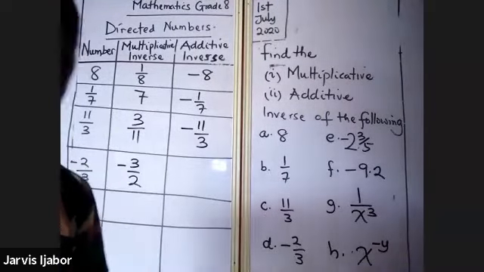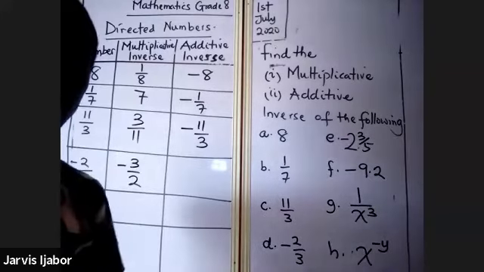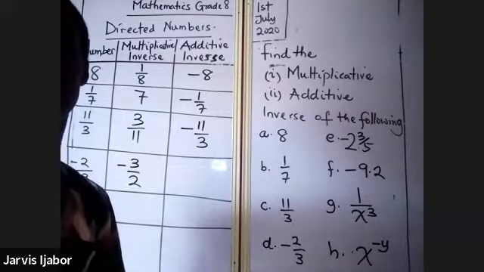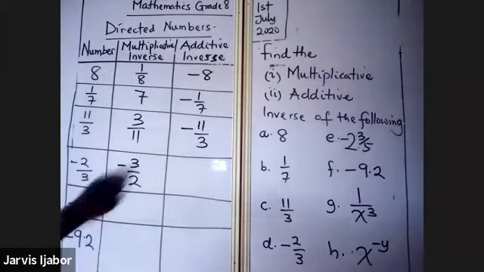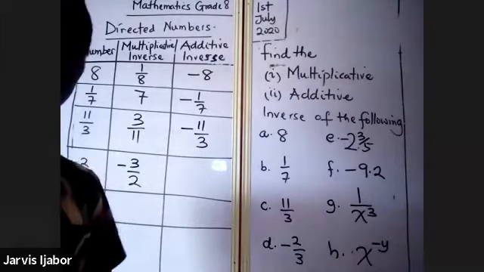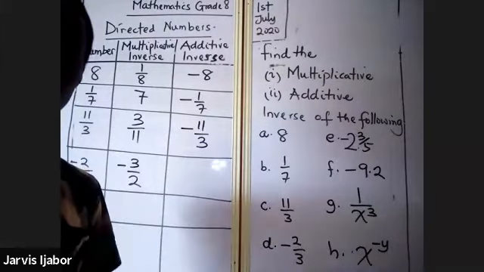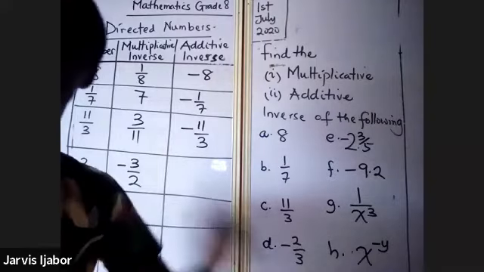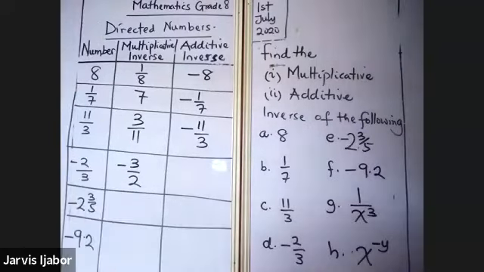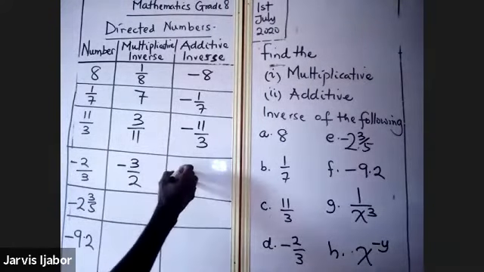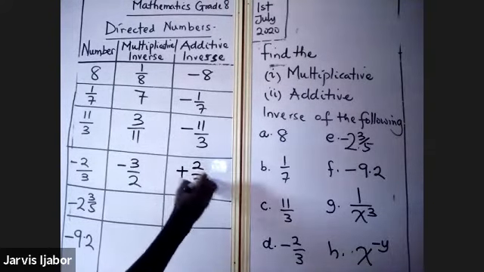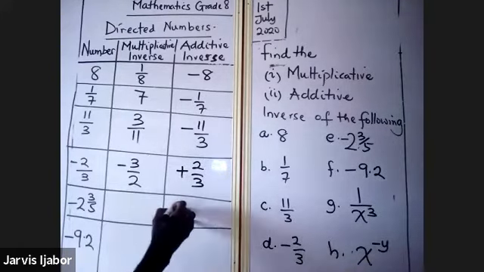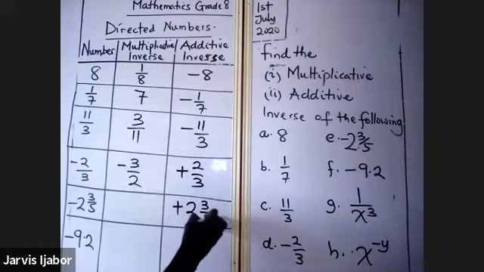I come again. For multiplicative inverse, if the number is negative, the inverse must be negative. But for additive inverse, if the number is positive, the inverse must be negative. And if the number is negative, the additive inverse must be positive. So that's how it works. This one will now be what? Plus 2 over 3. Now we come to this one. I will do the additive first. The additive will be what? Plus 2, 3 over 5.